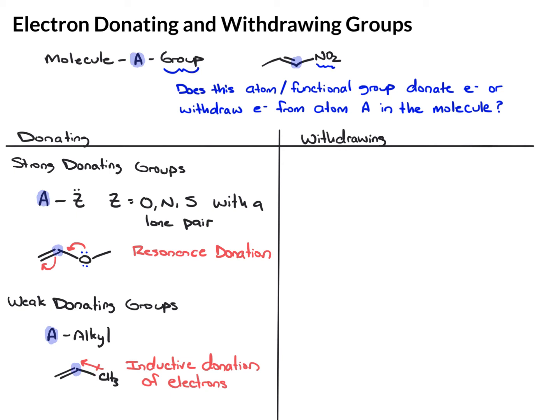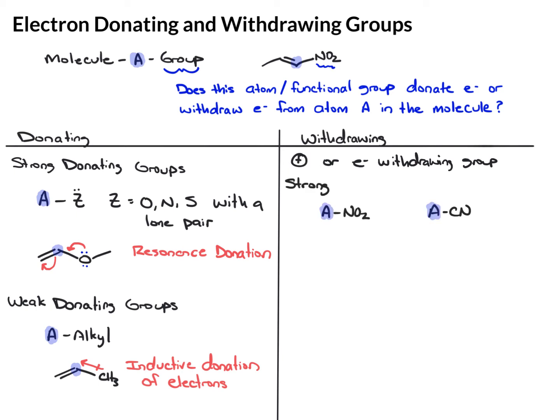We can also look at withdrawing groups. So in terms of withdrawing character, the most withdrawing thing you could have near atom A would be a positive charge, because that wants electrons, that's going to pull electrons towards itself. So think of this in terms of a positive charge or an electron withdrawing group. So we're going to break these down into three classes: strong, moderate, and weak. Let's look at strong first.